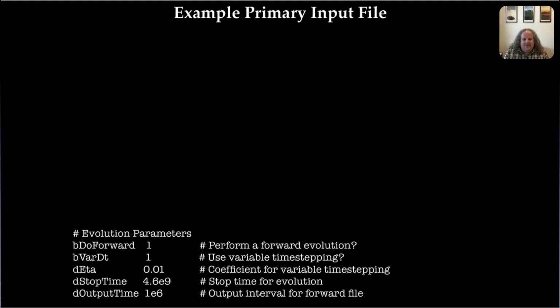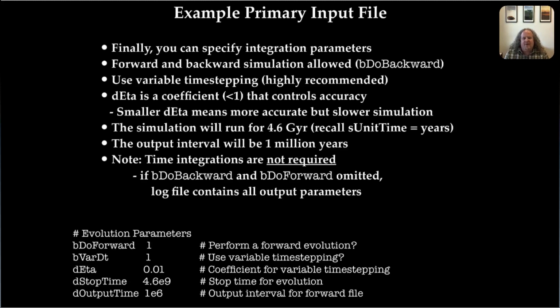All right, the next group of options are related to integrations. You can instruct VPLanet to perform either a forward or a backward integration in time. So in this case, it's a forward integration, but you can use the option bDoBackward if you'd like to perform a backwards integration. The next line tells VPLanet that it should perform the integration using variable time stepping, which we highly recommend.